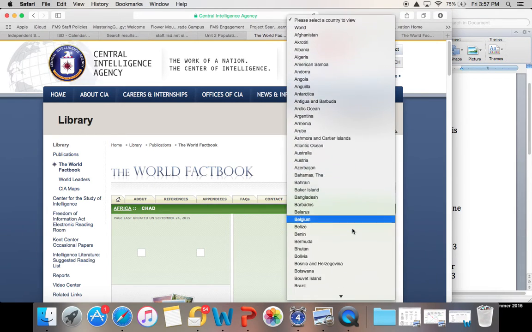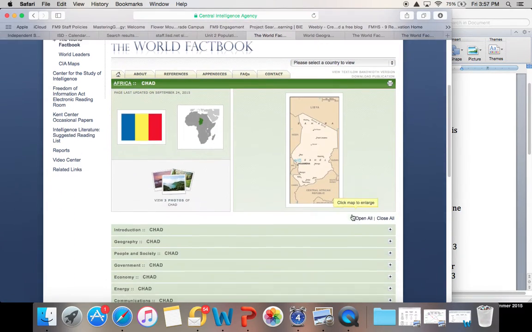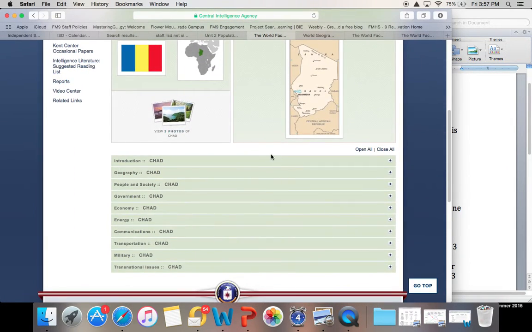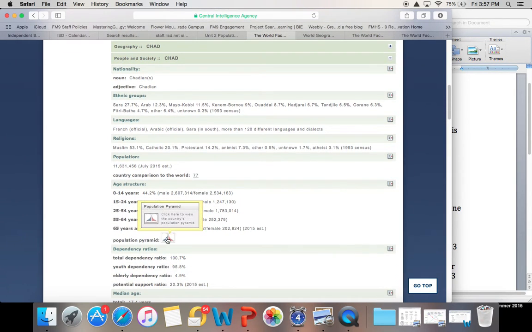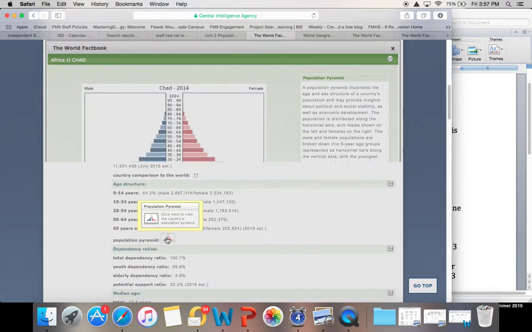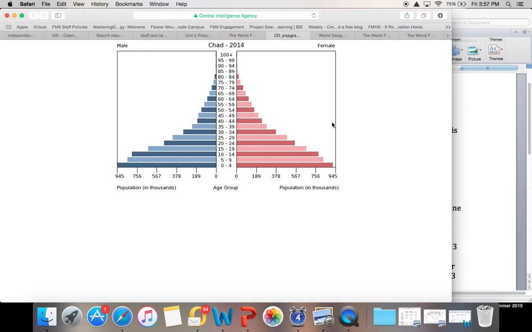And let's go for the one we went over in class, which was Chad. Okay, you'll click on Chad. It'll give you information about Chad. And in order to find the population pyramids for each country, you'll click under People and Society. Okay, and you'll scroll down and you'll see population pyramid. You'll click on that and you'll see this pyramid. You go over here, you click to print. If you're coming from your computer, it should pop up something like this.